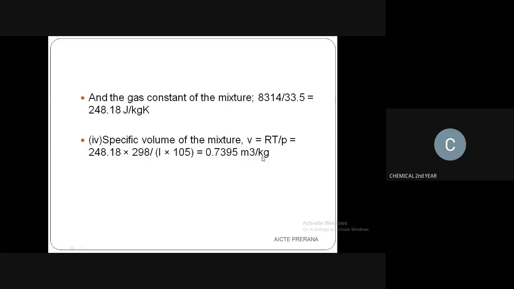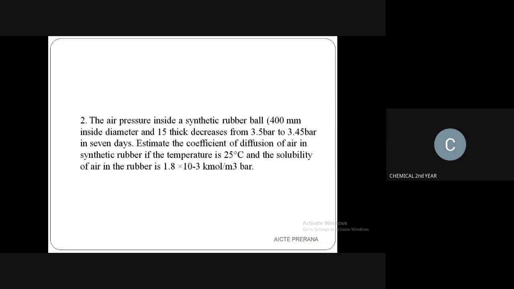Okay, we can go for the next problem. The air pressure inside a synthetic rubber ball, 400 millimeter inside diameter and 15 thick, decreases from 3.5 bar to 3.45 bar in 7 days. Estimate the coefficient of diffusion of air in synthetic rubber if the temperature is 25 degrees Celsius and the solubility of air in the rubber is 1.8 into 10 to the power minus 3 kilomole per meter cube bar.